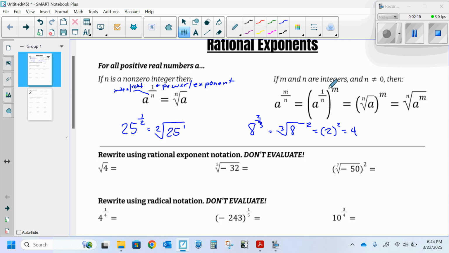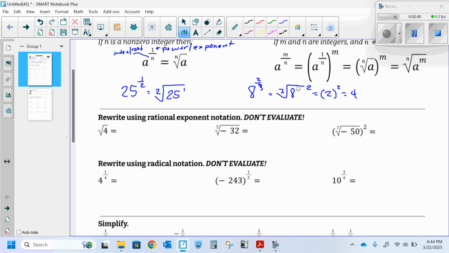Just also remember properties of exponents. If you have an exponent on the outside, remind yourself that you are to multiply this fraction by this outside exponent. We'll have a lot of simplifying problems, and you're going to have to use all those properties of exponents, and it doesn't matter if they're integer exponents or fraction exponents. So the denominator is your index. The numerator is your power or exponent.